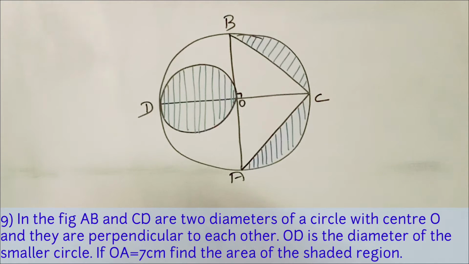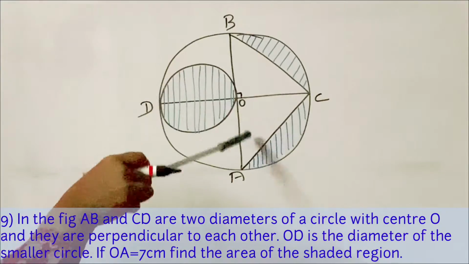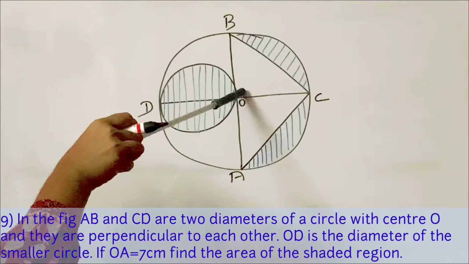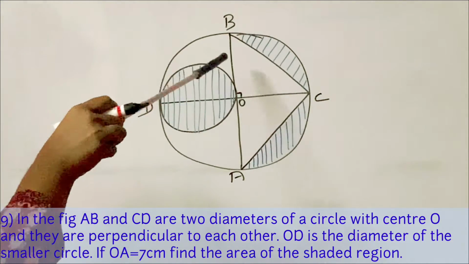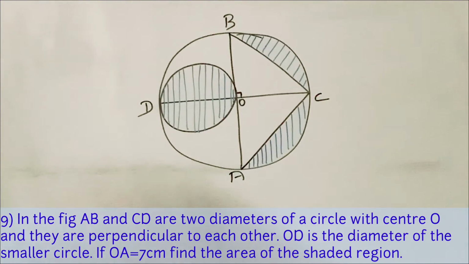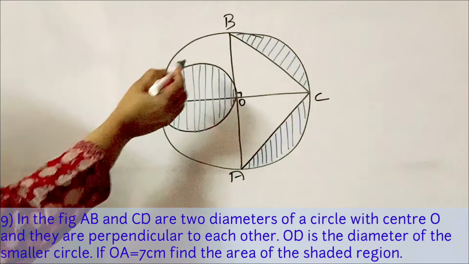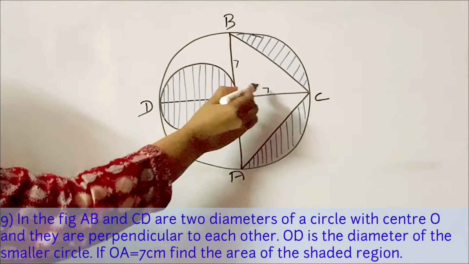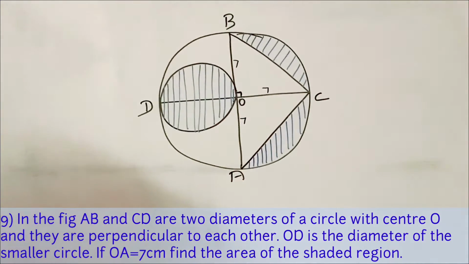Look at this question. This is question number 9. In this question, given that AB and CD are 2 diameters which are perpendicular to each other. That means this angle is 90 degrees. Then we want to find out the area of the shaded part, and given that OA is 7 centimeter. If OA is 7 centimeter, OB is also 7, isn't it? Then OC is also 7. Then OD is also 7 centimeter. And we want to find out the area of the shaded part.